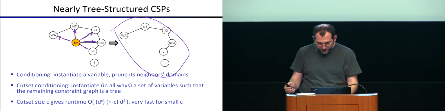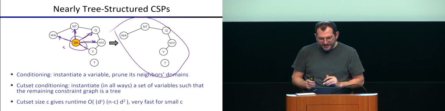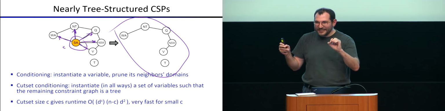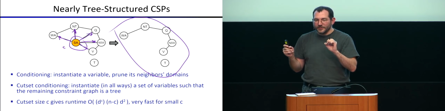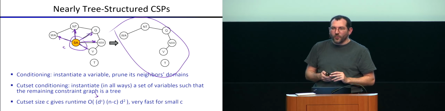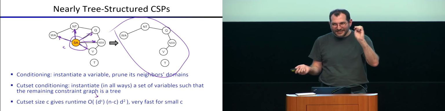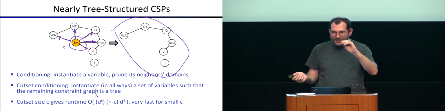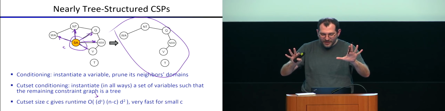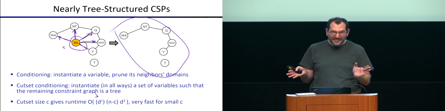Why is this helpful? Well, let's imagine you don't just have SA here, but you've got a cutset of size C. There's going to be C nodes that we're going to delete from the graph by instantiating them. Well, when you instantiate them, you have to be prepared to instantiate them in all ways because you don't know which is going to be the one that leads to a solution. So if I want to delete C nodes, I have to do D to the C instantiations and solve D to the C residual graphs. Is that bad? It kind of depends on D and C, but mostly it's okay if C is small.